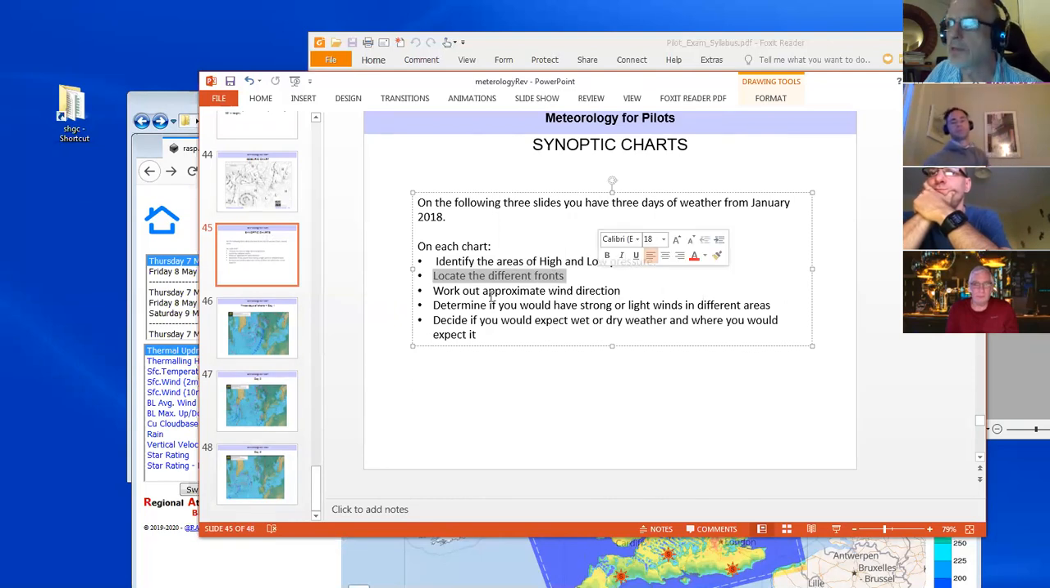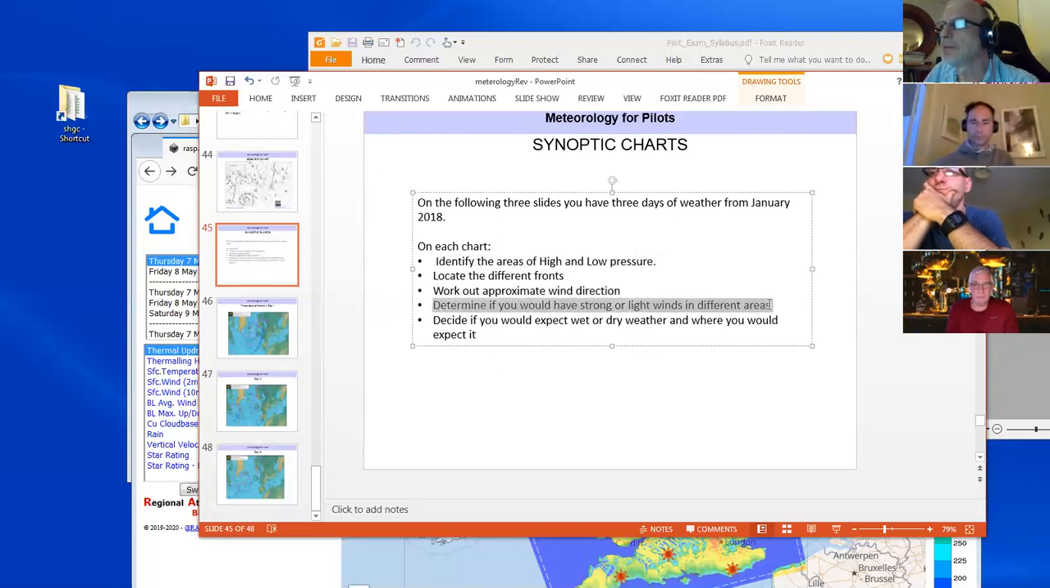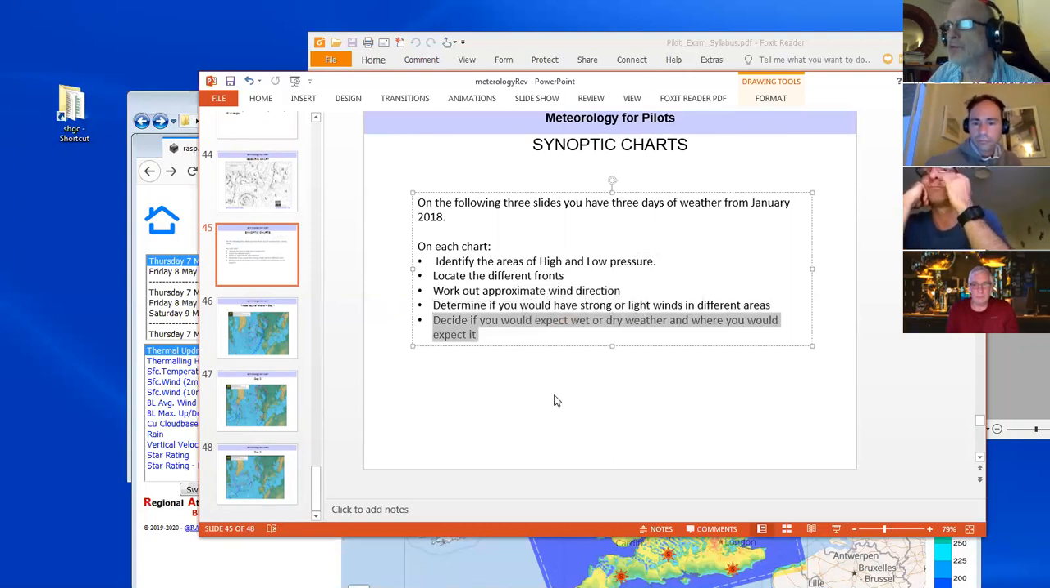locate the different fronts, work out approximate wind direction, determine if you have strong or light winds in different areas, decide if you'd expect wet or dry weather and where you would expect it. So that's the data you'll need, to understand it, definitely for the exam.